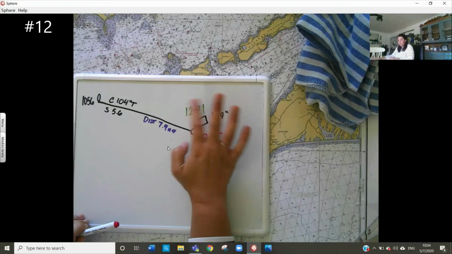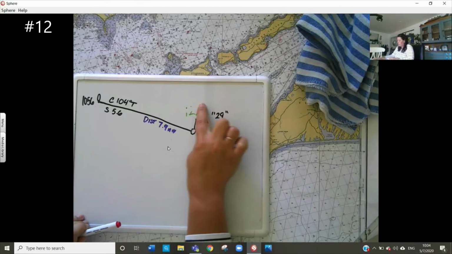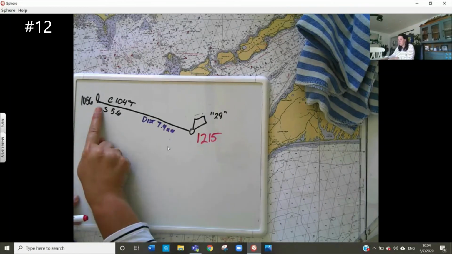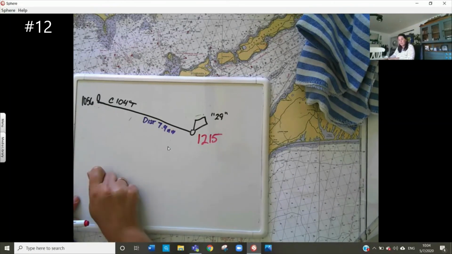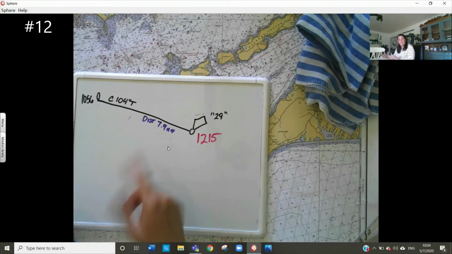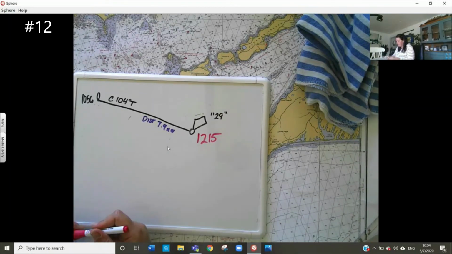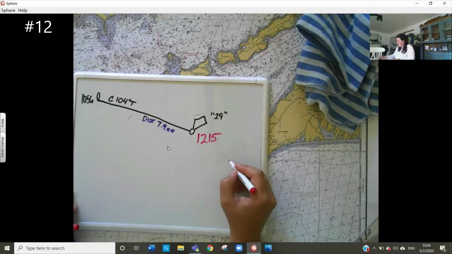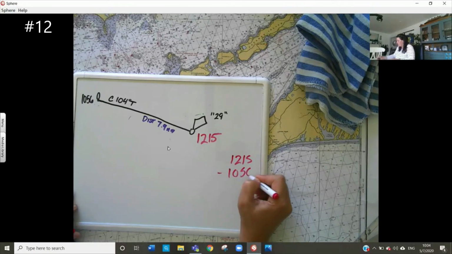I don't use my 1221 anymore. I'm going to use these two times, and I don't use my speed. I'm looking for my speed. So I use my time and my distance to calculate speed. So I have to figure out the time difference. So I have 12:15 minus 10:56.